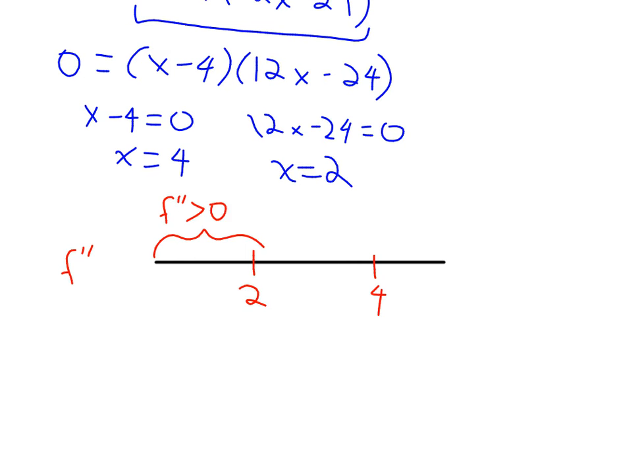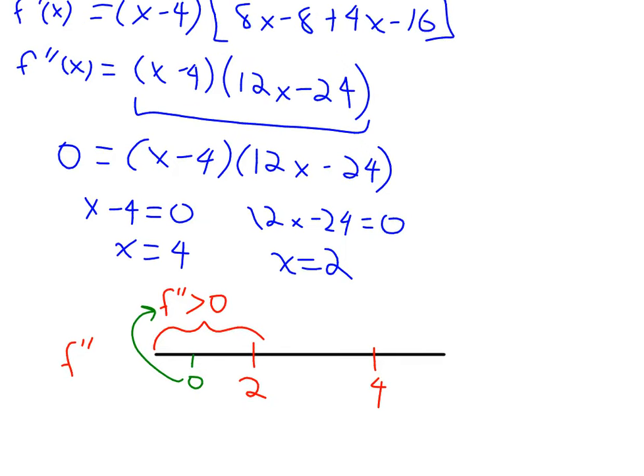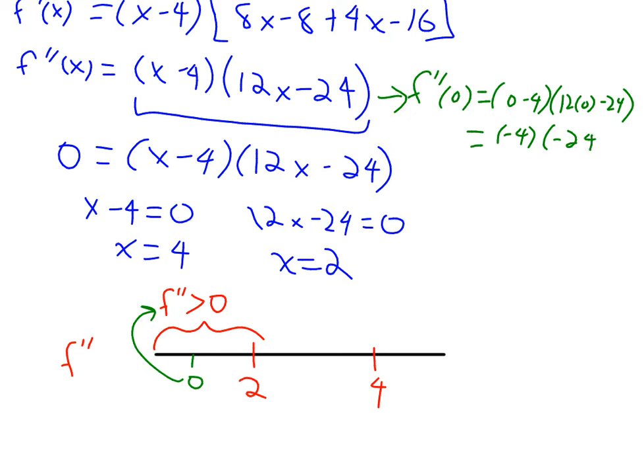So how would I know? Well, couldn't I just pick a test number like 0? I'm going to put 0 into the second derivative and see what I get. So f double prime at 0 would be 0 minus 4 times 12 times 0 minus 24. That would be negative 4 times negative 24, which is equal to some positive number.